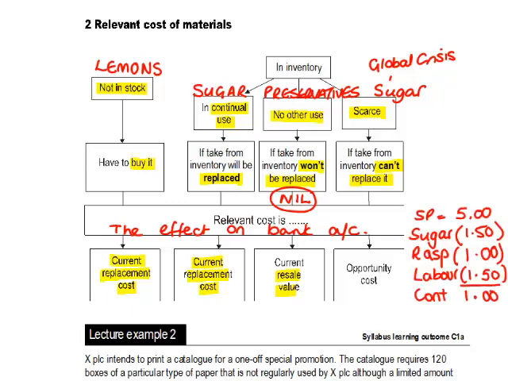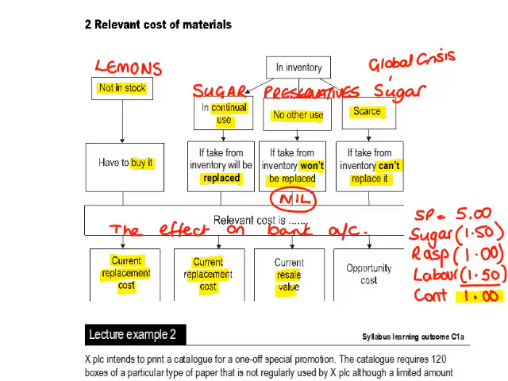Now, if we just have a look at this little cost card, then what we can see is that the raspberry jam actually sells for £5. And I've put some constituent parts, some sugar, some raspberries and some labour costs in there. And you can see that each pot of raspberry jam is actually making us £1 contribution.